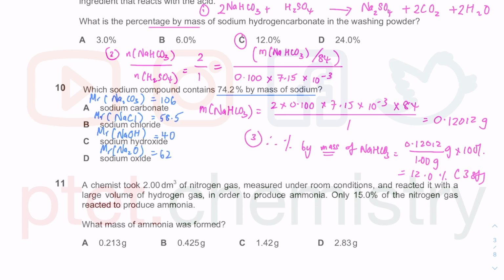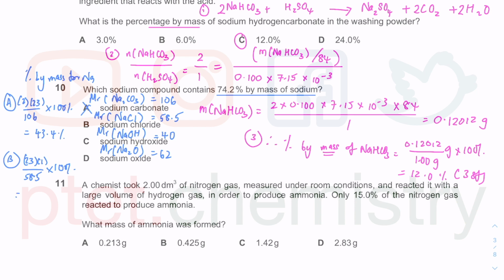So for A, B, C, D, I gotta work out the percentage by mass of sodium. So for A, what do I have? I have 2 sodium out of 106. So 2 times 23 over 106. And I gotta do that times 100%. My goal is 74.2, so I'm gonna check until I get the answer, and then I can move on. So here is definitely not the answer because what I get is 43.4%. So A cannot be the answer. Let's check for B. I have 1 sodium, so there's 23 times 1 divided by 58.5 times 100%.